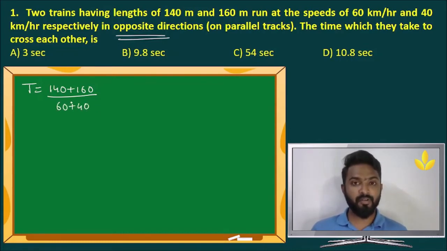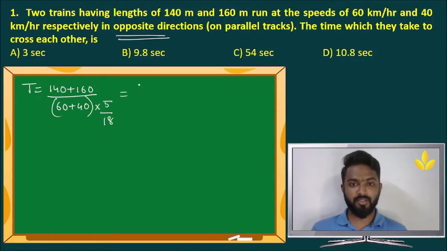But this is not final because 140 and 160 are in meters, 60 and 40 are in kilometer per hour. We need to match the units. And how do we match the units? We look at the options. All the options are in seconds. So we need to convert kilometer per hour to meter per second. We are going from big to small. So we multiply with 5 by 18.